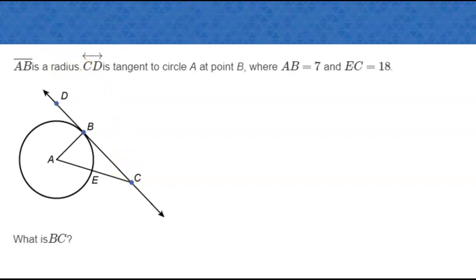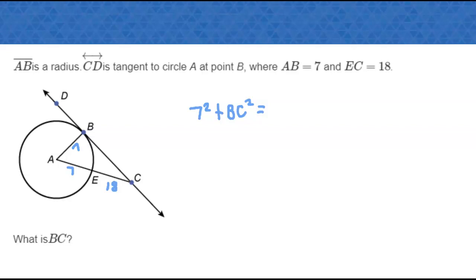So the first thing that we know, AB is the radius and AB equals 7. Therefore, AE is also the radius and AE equals 7. EC equals 18. And BC is a leg. So that means that 7 squared plus BC squared is equal to 7 plus 18 squared.